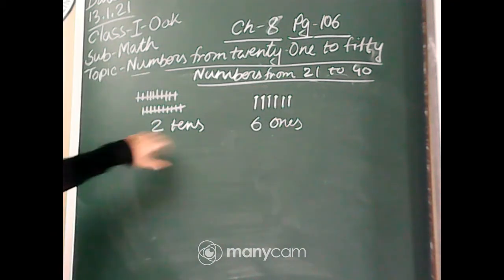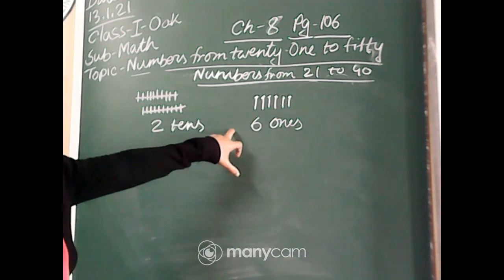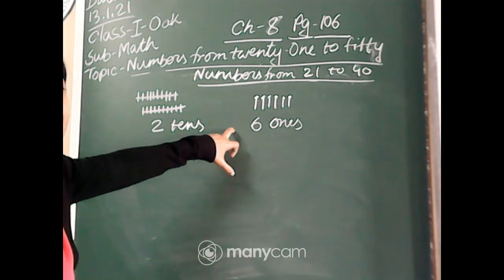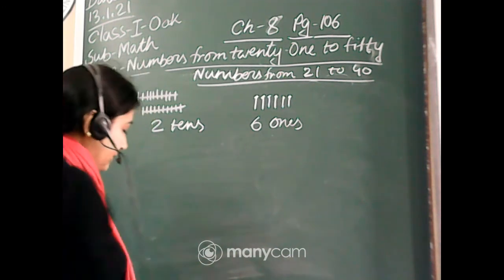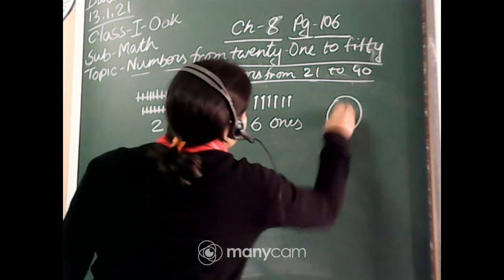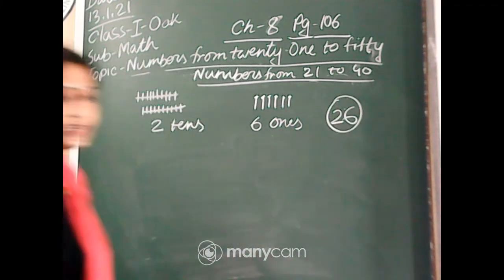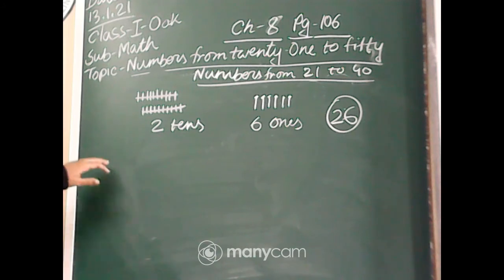2 tens and 6 ones. You all will draw 6 matchsticks in the ones room. 2 tens and 6 ones. The number is 26. Yes, very good. And the next one also.